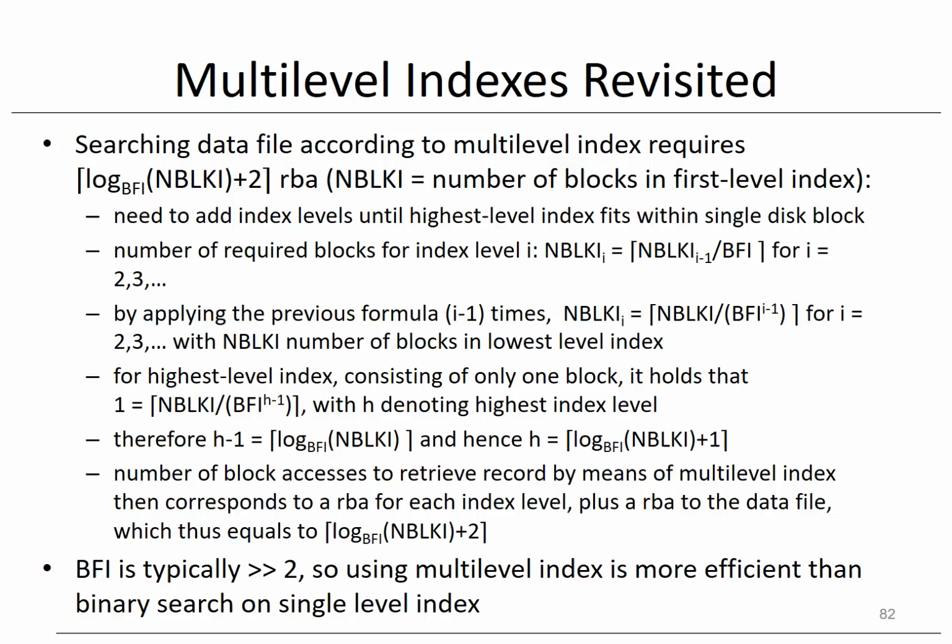The number of block accesses to retrieve a record by means of a multi-level index then corresponds to a random block access for each index level, plus a random block access to the data file, which thus equals the ceiling of log with base BFI of NBLKI plus 2. BFI is typically much higher than 2. So using a multi-level index is more efficient than a binary search on a single level index.